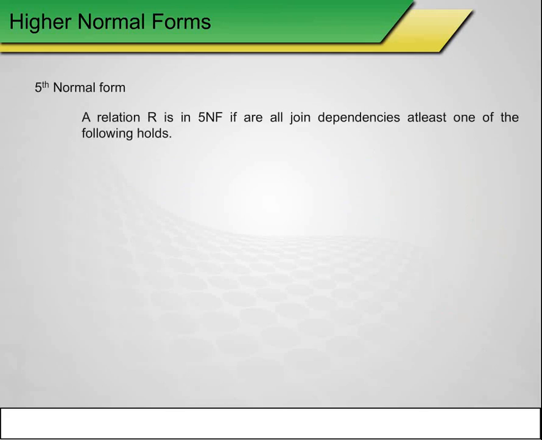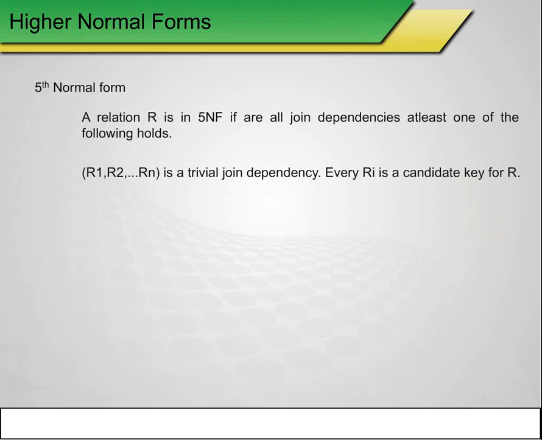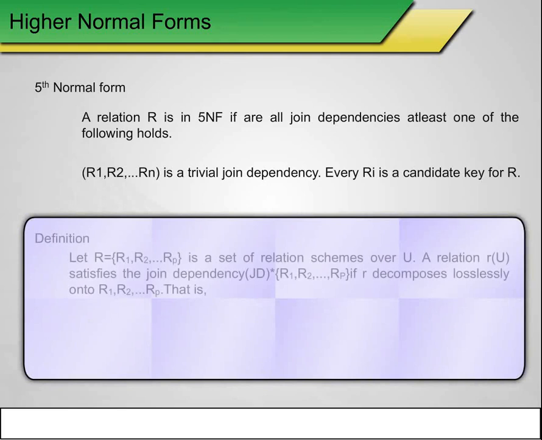Fifth normal form. A relation R is in 5NF if for all join dependencies at least one of the following holds: R1, R2 up to Rn is a trivial join dependency; every Ri is a candidate key for R.